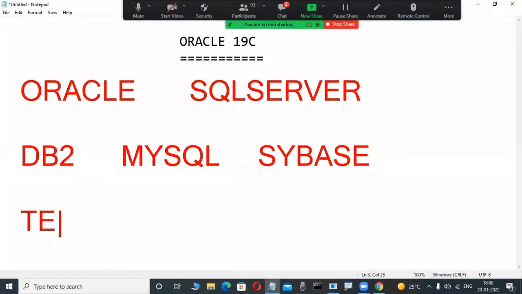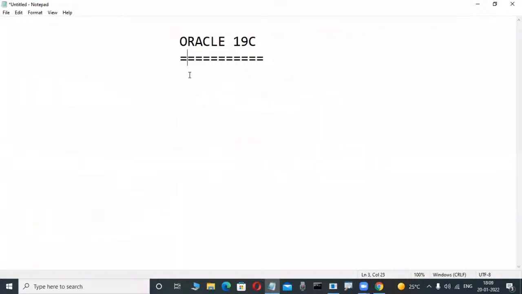Again, Teradata. Maybe many fellows have an idea, data warehousing application programmers. Teradata is a database product from NCR Corporation. SQLite is a database product. Like this, so many database products are there from different companies. That's why Oracle is one of the popular database products. Okay, fine.